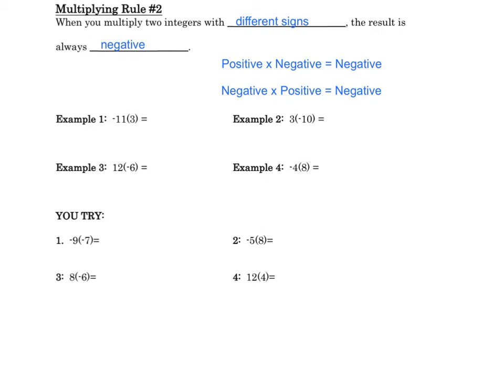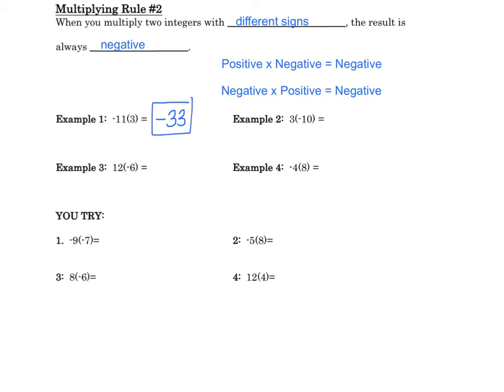So let's look at example 1. We have negative 11 times 3. So here we have a negative and you have a positive. A negative times a positive gives us a negative, and 11 times 3 is 33. So negative 33 is your answer.